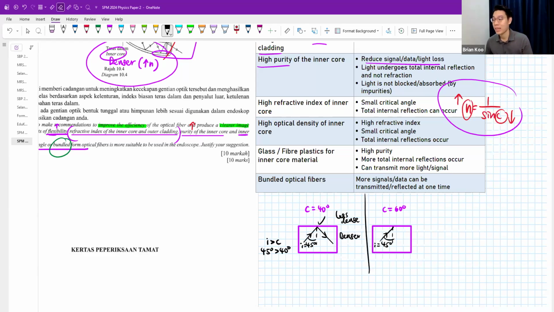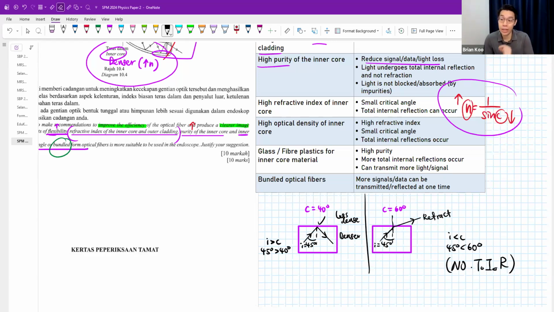But what happens here? Incident angle is smaller than critical angle. The 45 is smaller than 60. So what happens? No total internal reflection, which means it is going to refract out and away from the normal. And see, so a smaller critical angle is good.